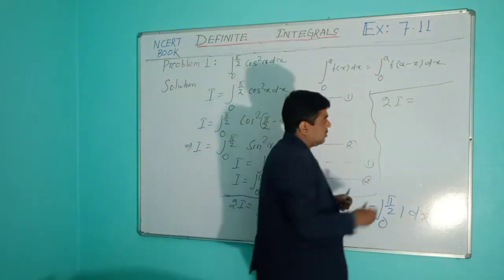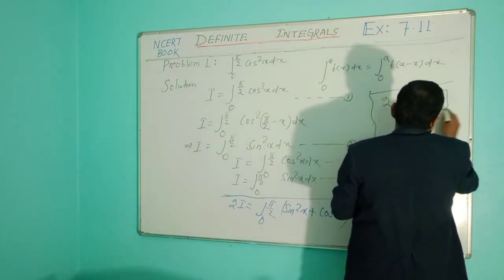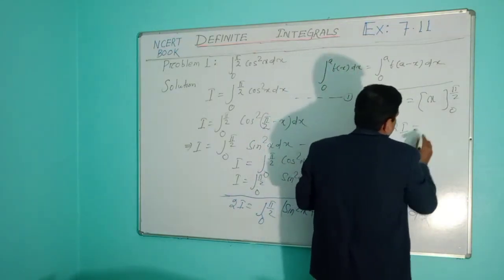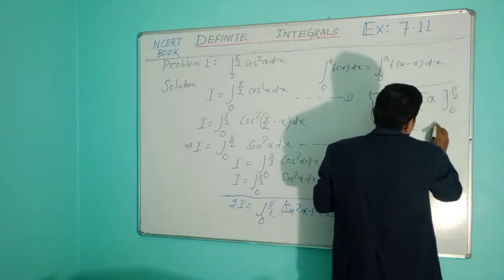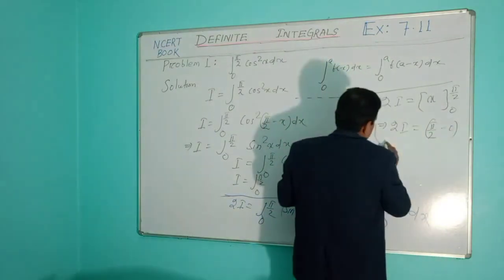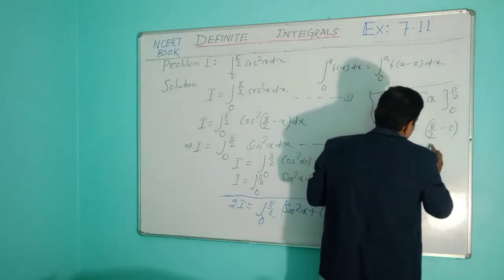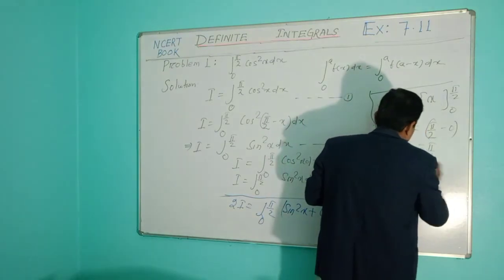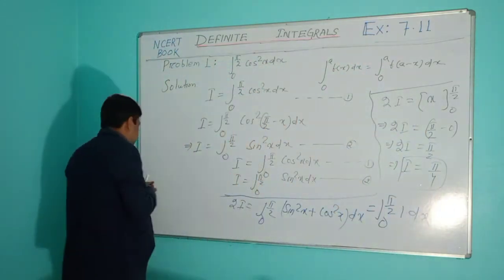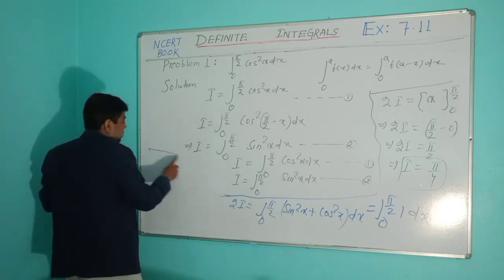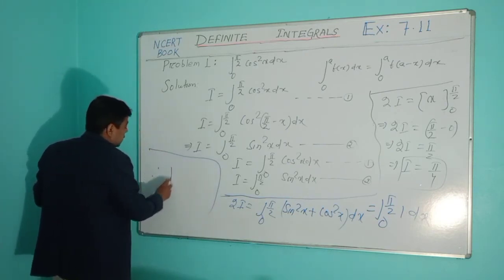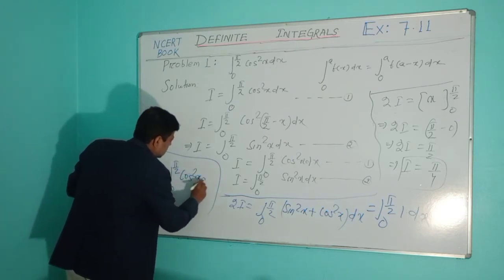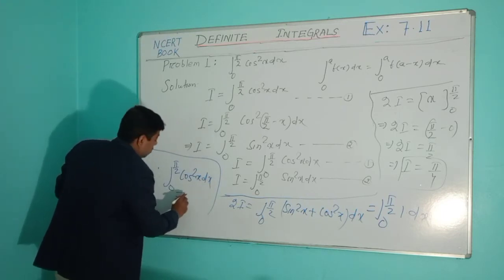What is the integration of dx? All of you know it is x, from 0 to pi by 2. So that implies 2I is equal to pi by 2 minus 0. That implies 2I is equal to pi by 2 and I is equal to pi upon 4. Hence we got I is equal to pi over 4, and I means the integration of 0 to pi by 2 of cos square x dx is equal to pi upon 4.